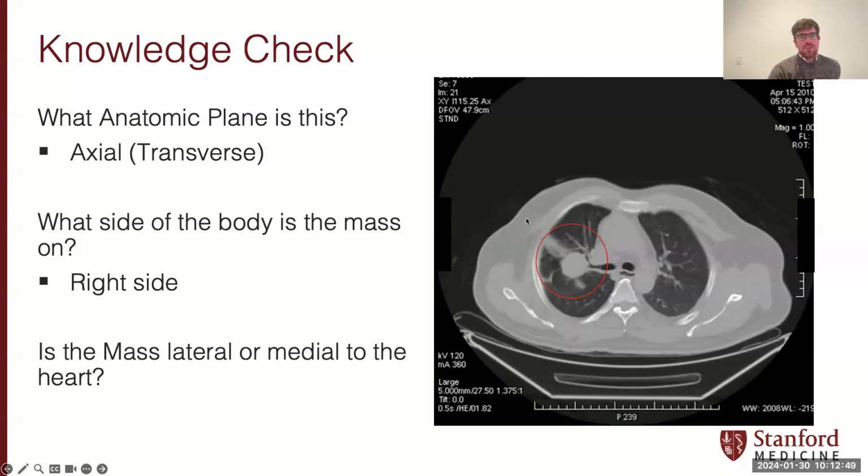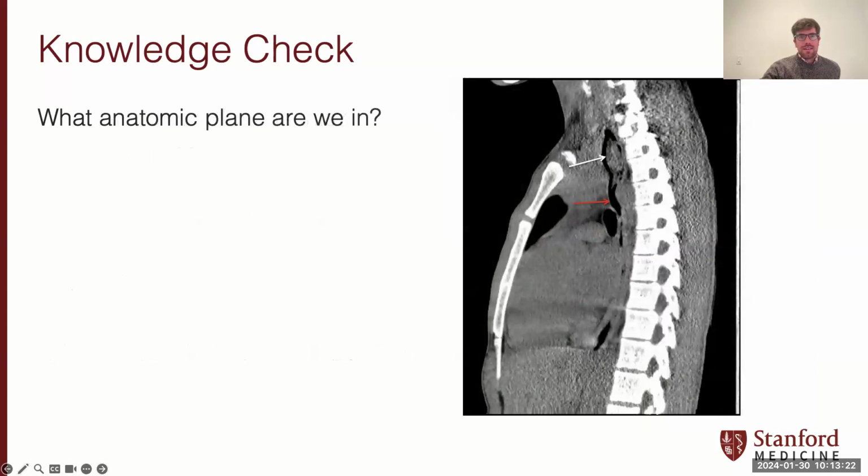And then is the mass lateral or medial to the heart? Perfect. Yeah, so this is lateral to the heart. So lateral means that you're further from the midline. So this is going to be lateral to the heart. Nice. You guys are ready to be radiologists. So next one, what anatomic plane are we in now?